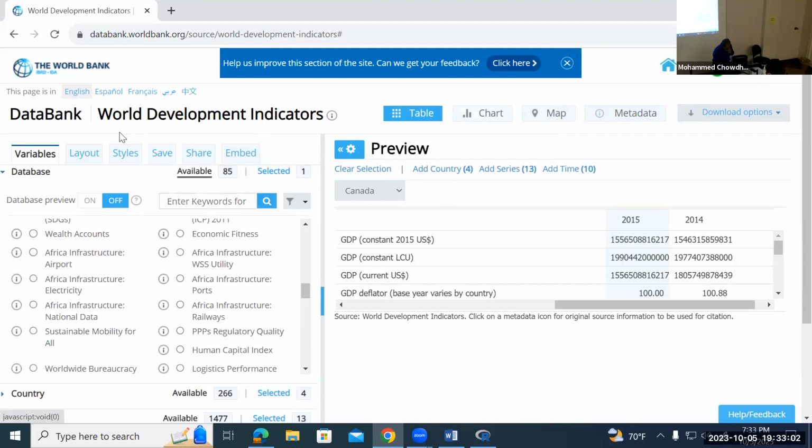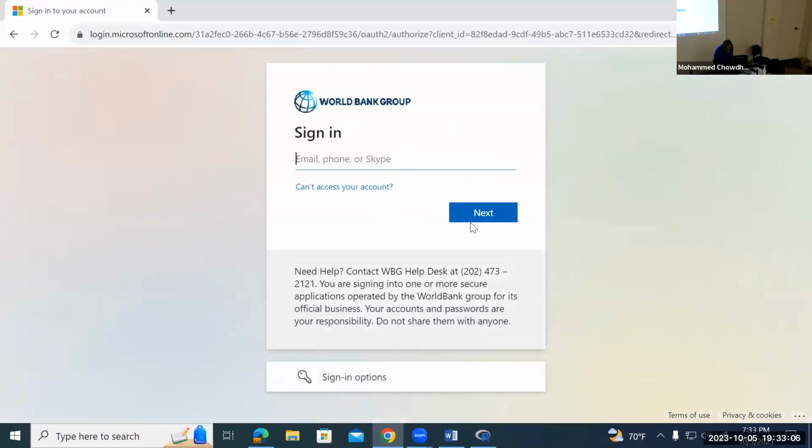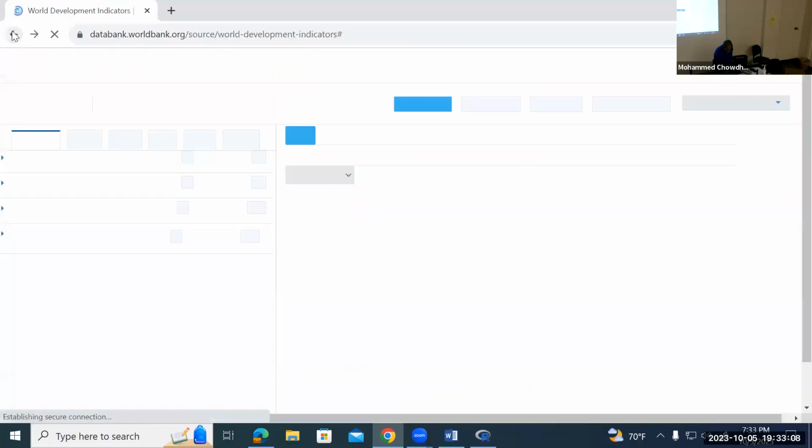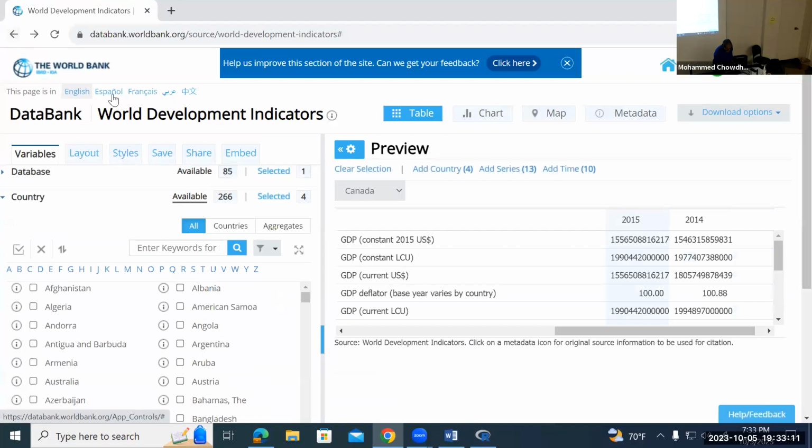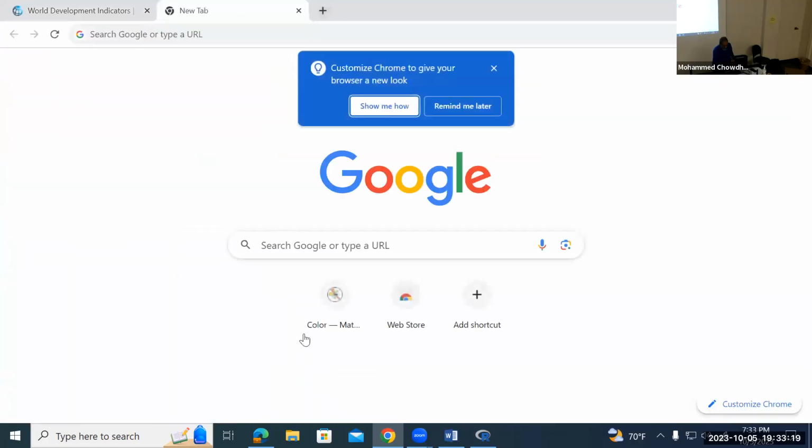And not only that, they make it in other languages also. So this Spanish, French, and then Chinese and Arabic. If you want to do research, that is enough. And there is also another, FRED data.